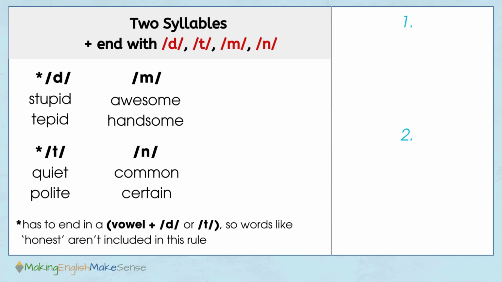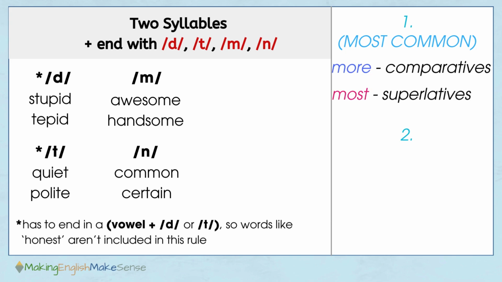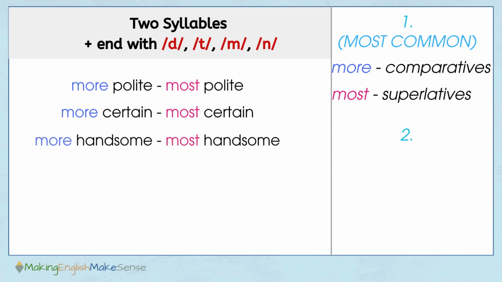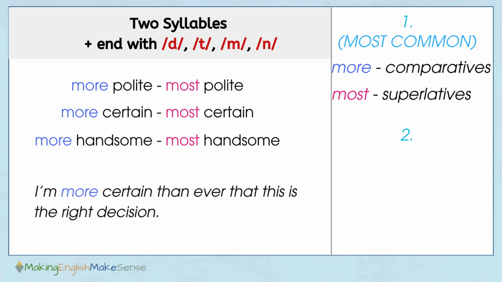Now, there are two ways that comparatives and superlatives are formed with these adjectives. The most common and most grammatically correct way is to pair them with more or most. For example, more polite, most polite. More certain, most certain. More handsome, most handsome. I'm more certain than ever that this is the right decision.